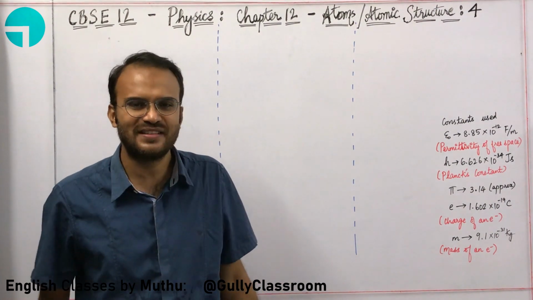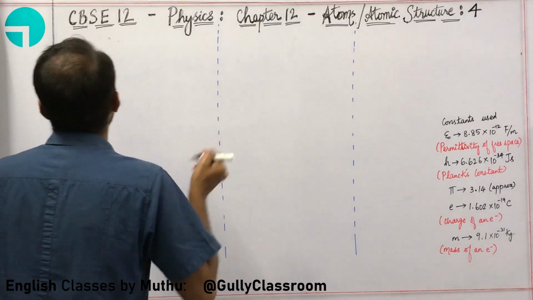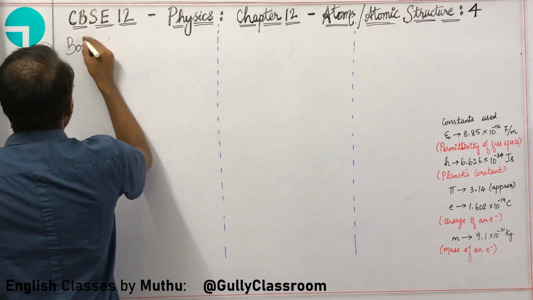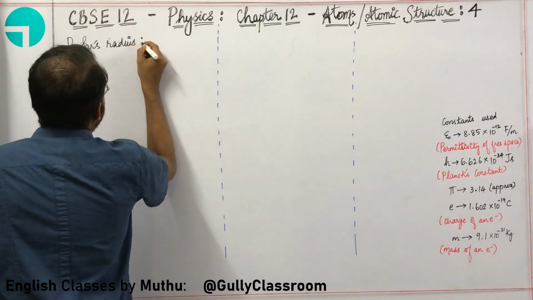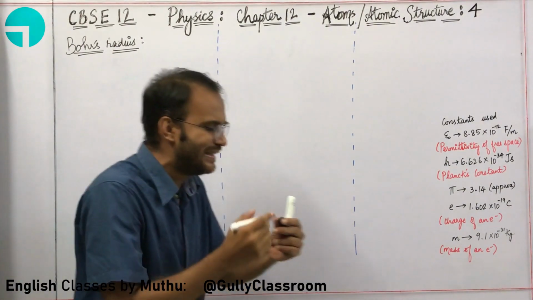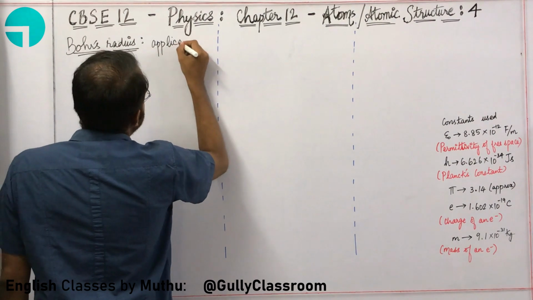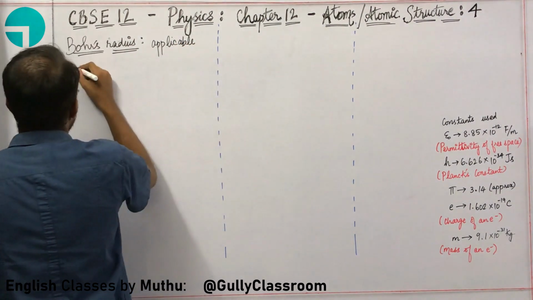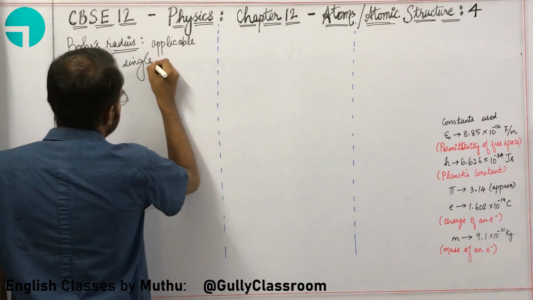Can we go for this derivation? Yeah, come on. So, Bohr's derivation, Bohr's radius. Anyway, Bohr's entire mathematical derivation is applicable only for single electron species.